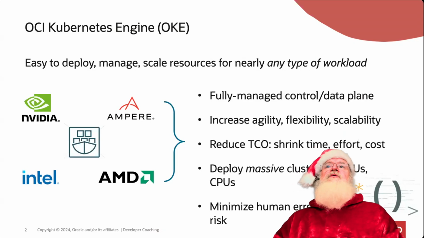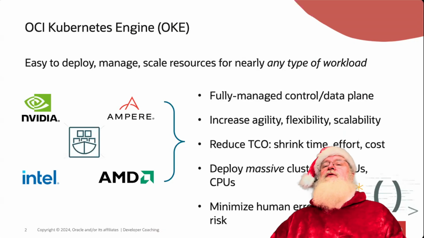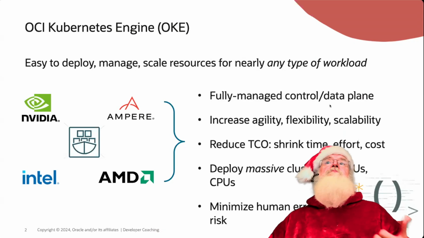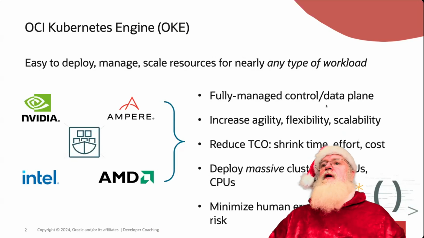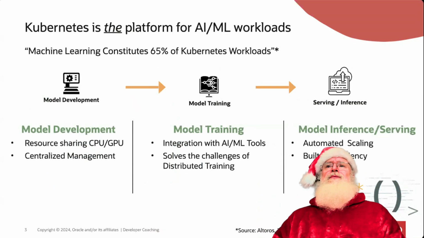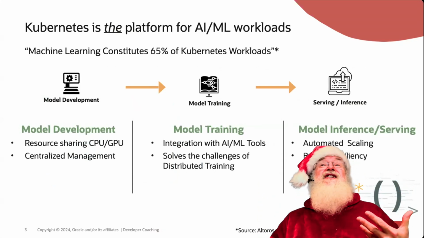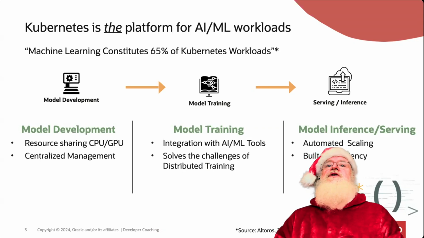Also, Kubernetes provides a lot of automation, and in conjunction with things like Kubeflow and Nextflow to automate that process, it can minimize human error and obviously reduces risk around compliance and stuff like that. So, as I say, it is the platform for machine learning workloads. A couple of years ago, about 65% of those workloads were machine learning, and that number has probably grown since then.